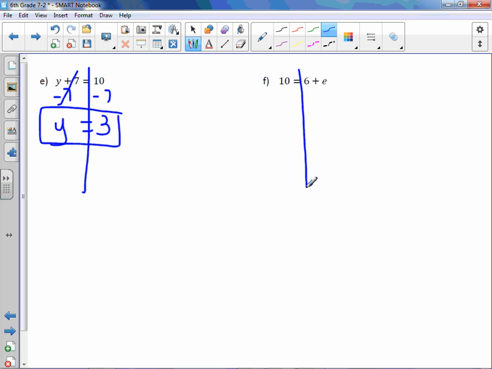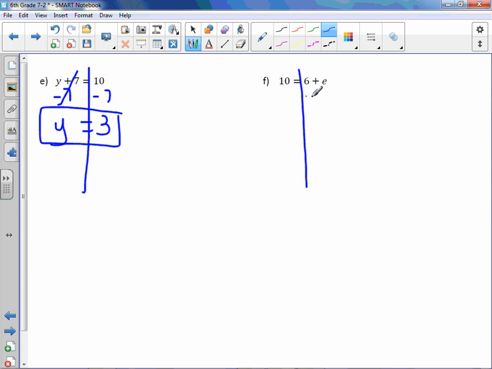Letter F. Draw your line down the equal sign. 10 equals 6 plus e. I have a positive 6, and although there's a plus sign here, I always look to the left of the number. I know it's a positive number because there's no symbol. If there were a negative number, we would see a negative sign. So I have to go by what the sign is to the left. And again, if there is no sign, it's positive. So I have positive 6.